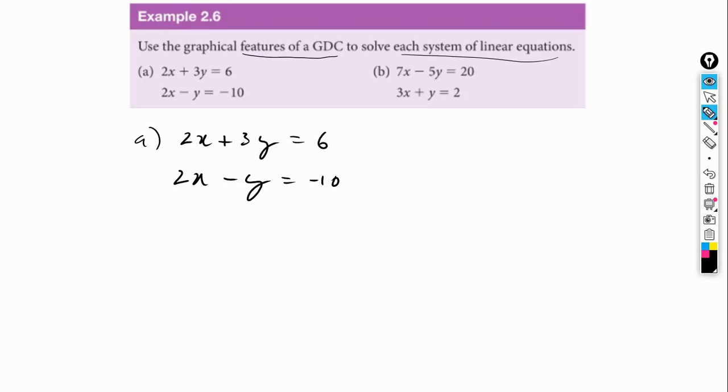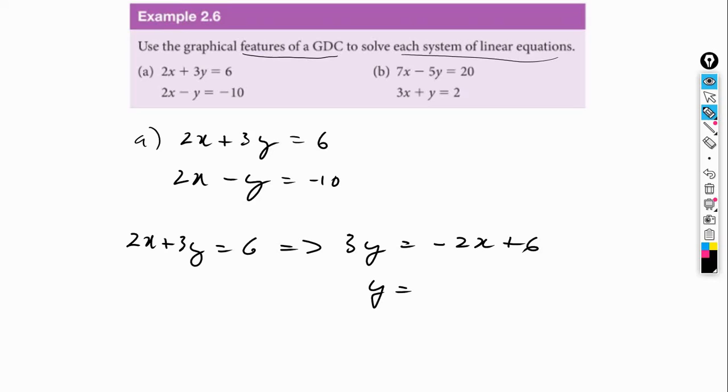Since we're going to use the GDC, what we have to do is rearrange this and write it as an equation of y in terms of x. So what do I mean by that? Well, if I have 2x plus 3y is equal to 6, I can rewrite that as 3y is equal to minus 2x plus 6, and then y is equal to -2/3 x plus 2. So this is what I'm going to graph for the first equation. I'll show you why in a second when we do this on the GDC.